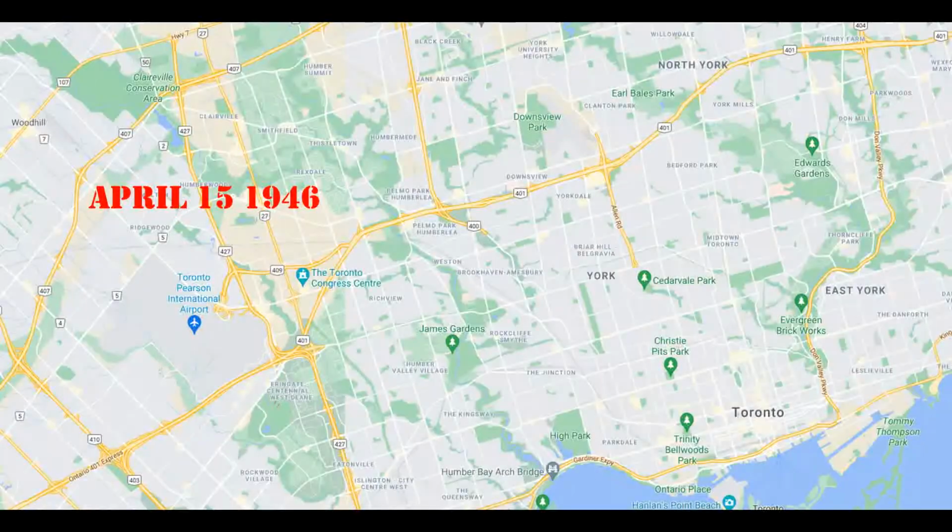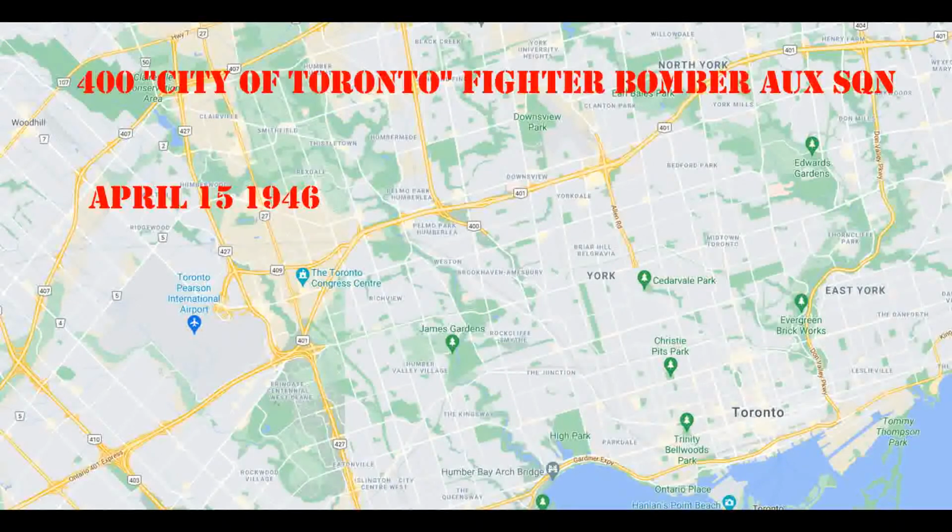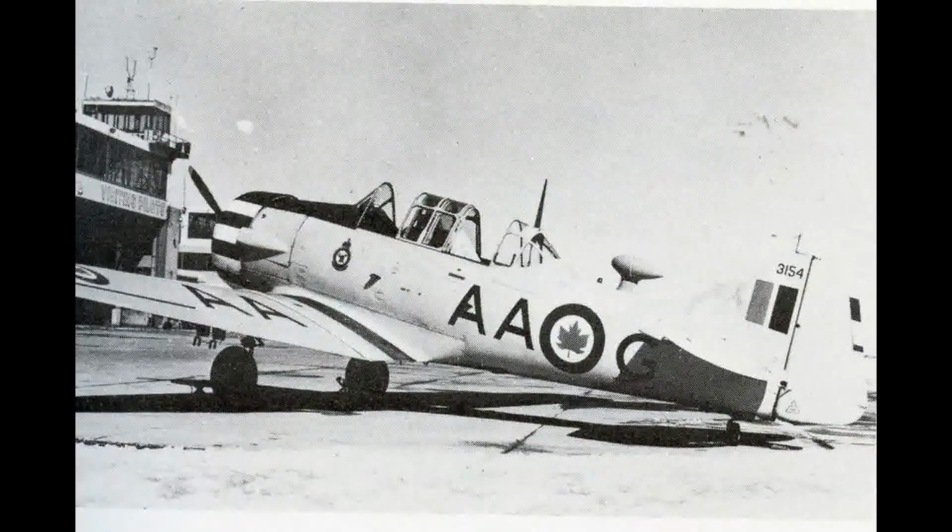Now, in the post-war years, the unit was reformed on April 15, 1946 as 400 City of Toronto Fighter-Bomber Auxiliary Squadron and was based at Malton Airport, what is today known as Pearson Airport in Toronto. It was under the RCAF Air Defense Command, and it started flying in July when it received its first Harvard Mark IIs, and it used the squadron code AA.